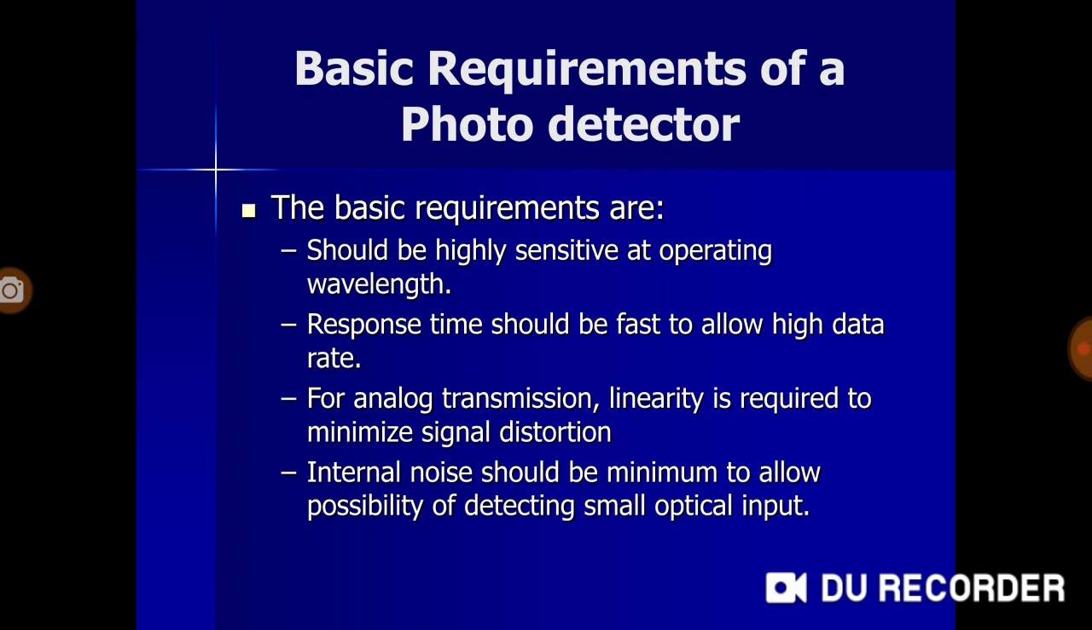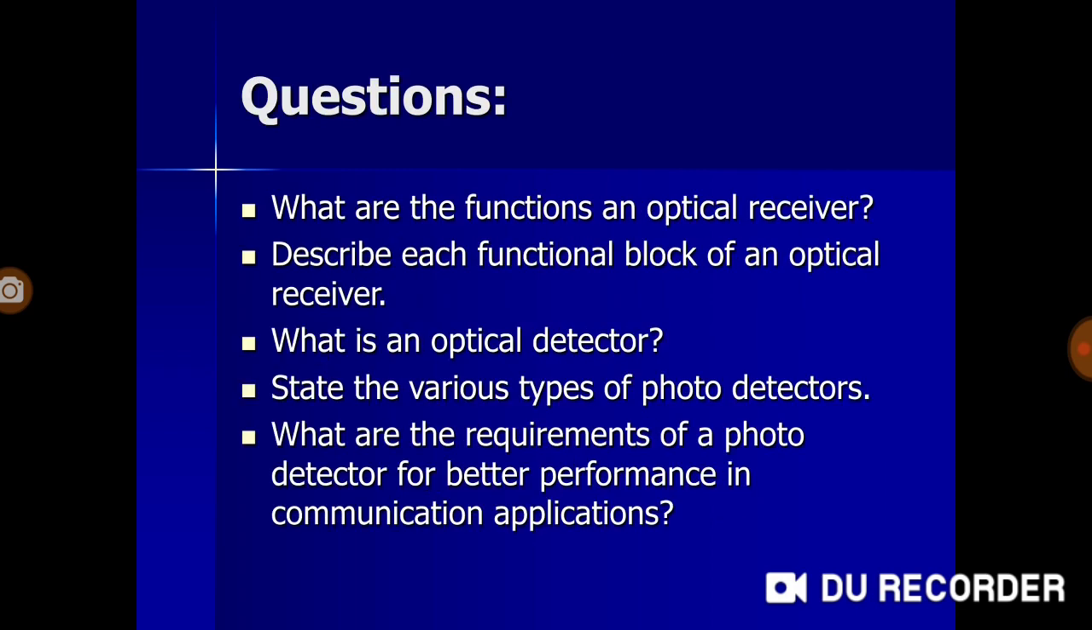So these are the basic requirements of a photodetector. Now we come to the review questions, on whatever we have discussed. What are the functions of an optical receiver? Describe each functional block of an optical receiver. What is an optical detector? State the various types of photodetectors and the requirements of a photodetector for better performance in communication applications. So this sums up our entire topic of discussion for today. Okay, thank you.